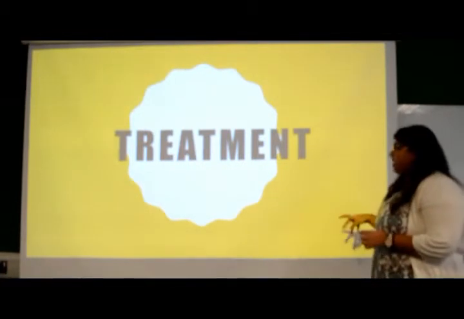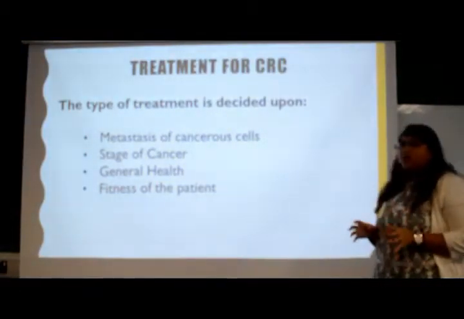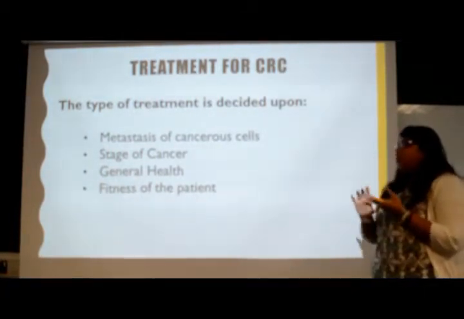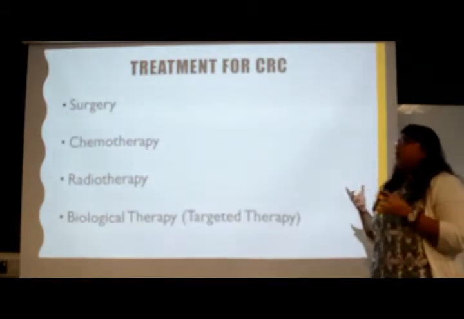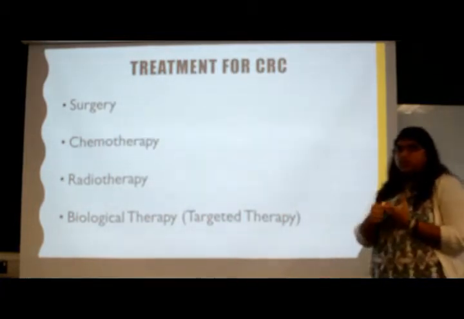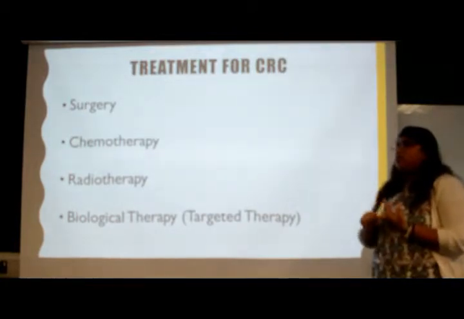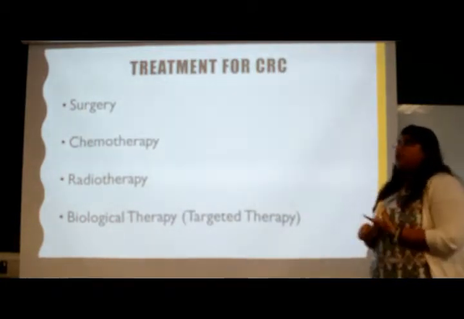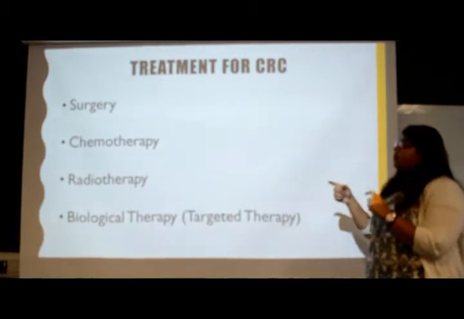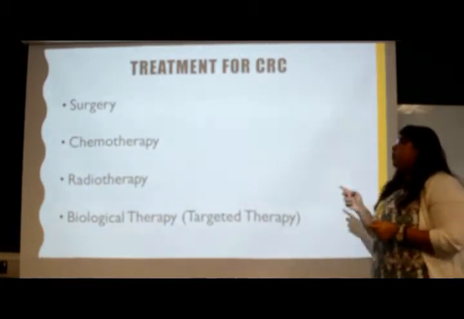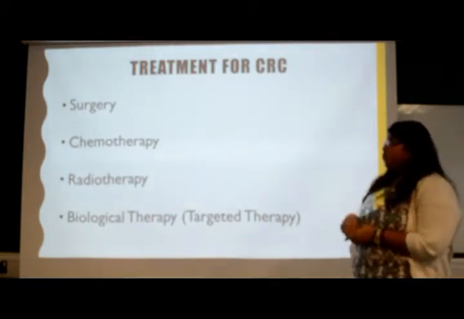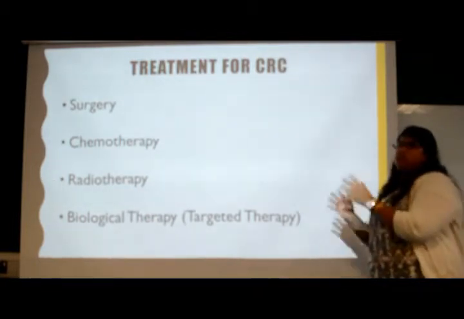So, treatment for colorectal cancer. The treatment is decided depending on the metastasis of cancer cells, stage of cancer, and general health and fitness of the patient. The treatment is divided in 2. So early stage cancer, it's stage 1 and stage 2. The primary treatment is surgery, called local resection, where the tumor and some healthy cells are removed, and then they are given adjuvant chemotherapy to reduce the chances of recurrence of the cancer. And in the surgery, the healthy cells are removed just to make sure the patient does not relapse.